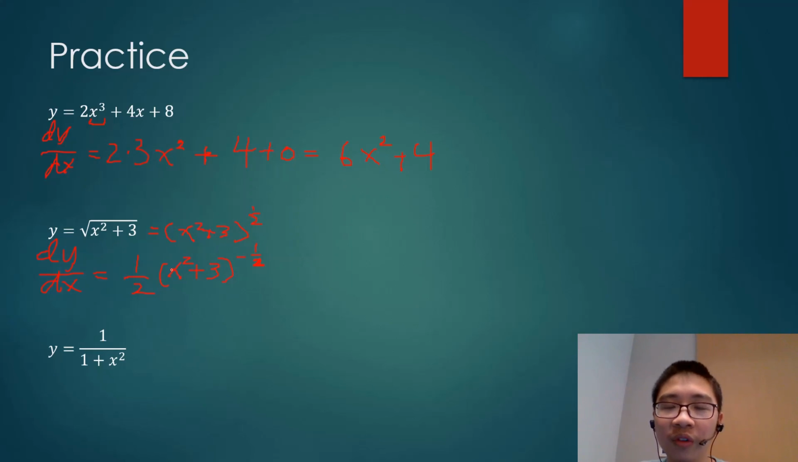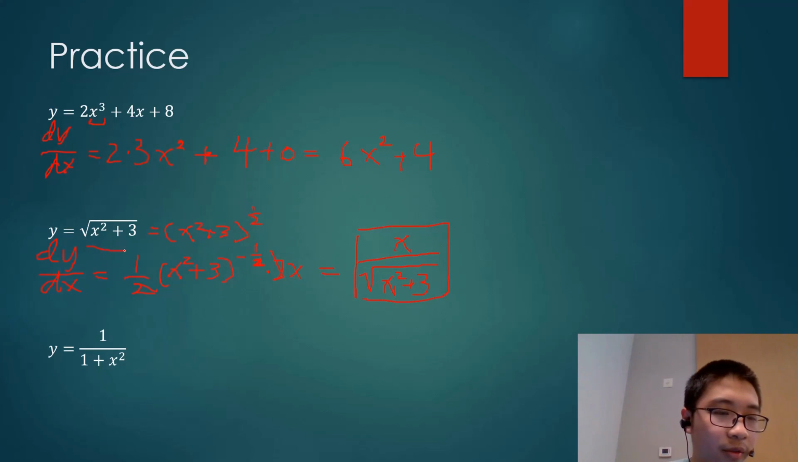So we need to take the derivative, which is dg over dx, with respect to x. Take derivative of x squared plus 3 with respect to x, which is 2x. We multiply by 2x. The derivative of 3 is 0, so it's just 2x. 2 and 2 are cancelled. So this derivative is just x over square root of x squared plus 3. That's the answer for the derivative of this function.